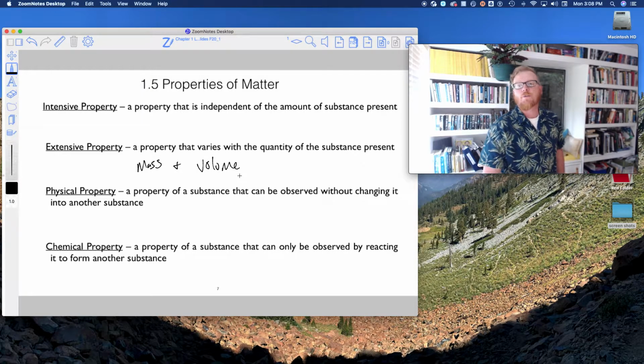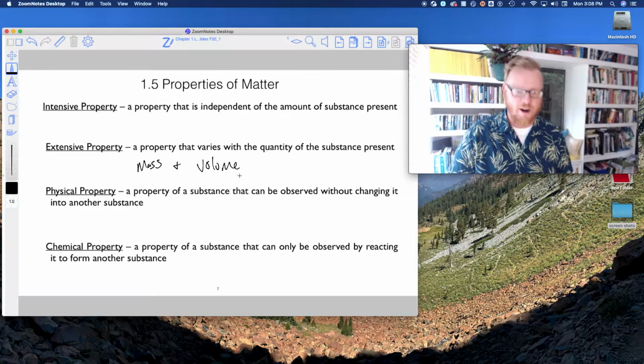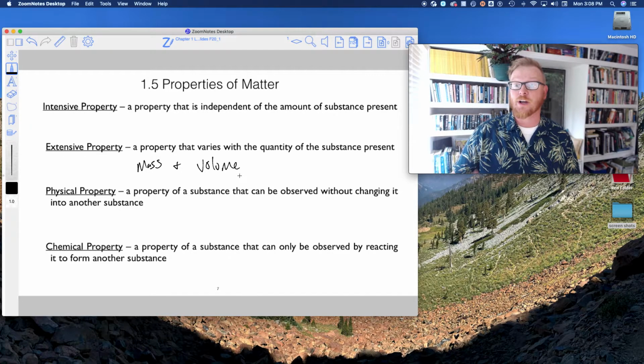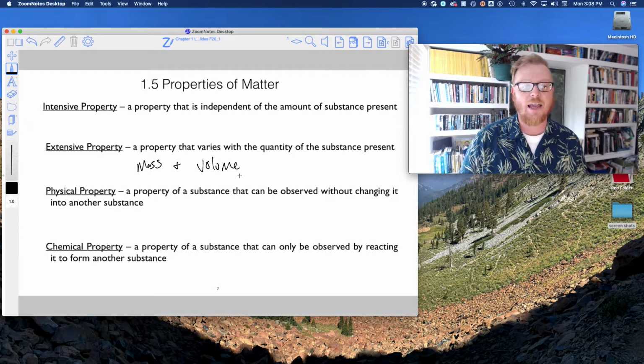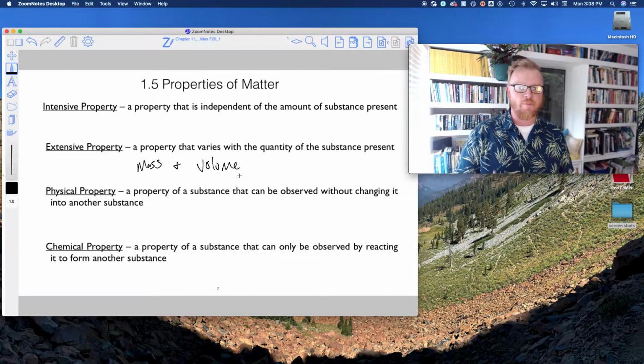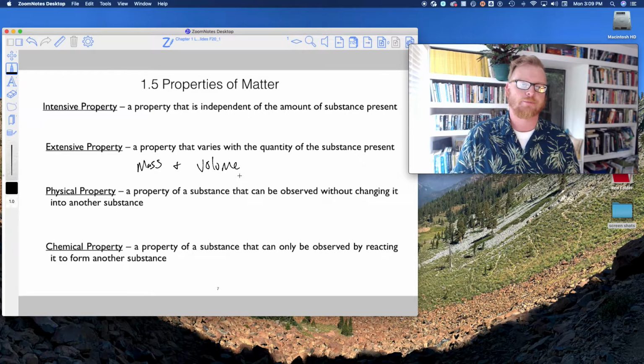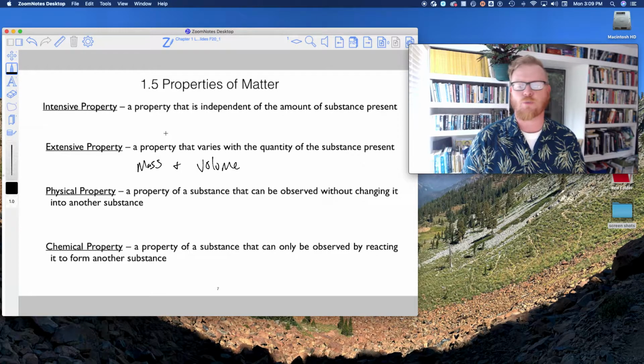volume. Because if you think about it, the mass of something very much depends on just how much of it you have. Same with the volume. The volume very much depends on how much you have. But what about this intensive property? An intensive property doesn't matter how much you have.